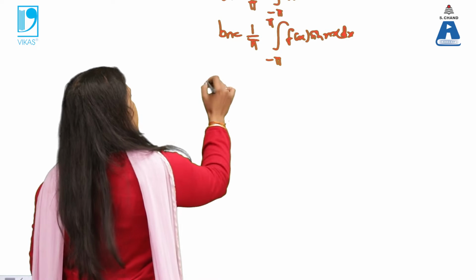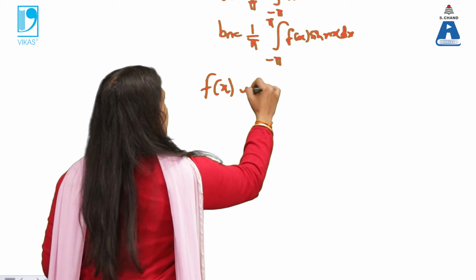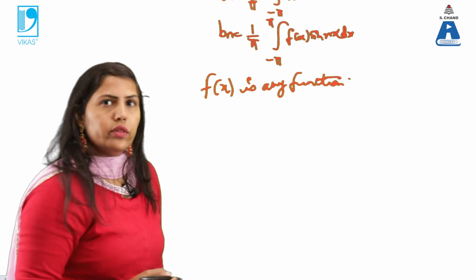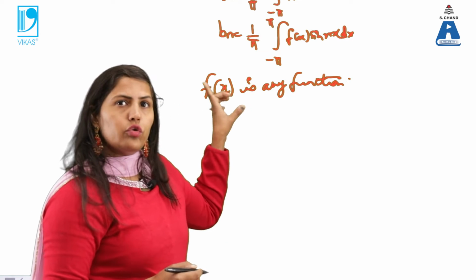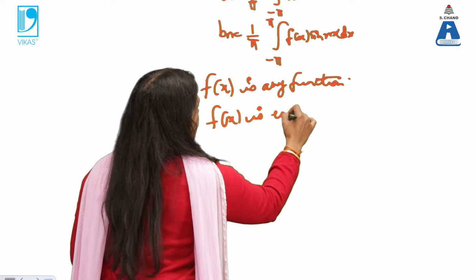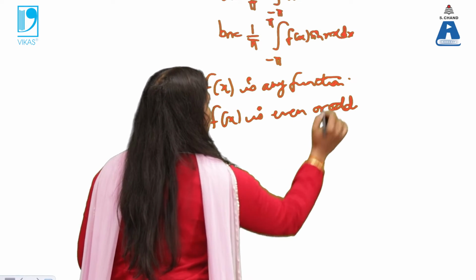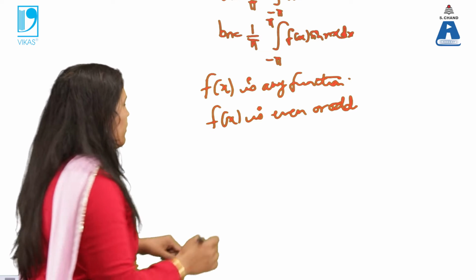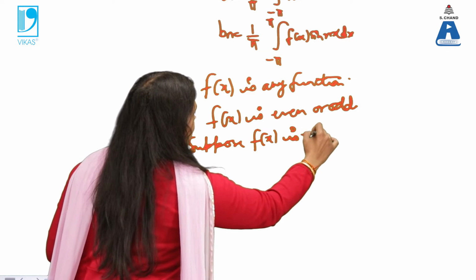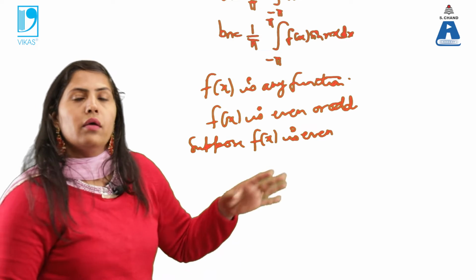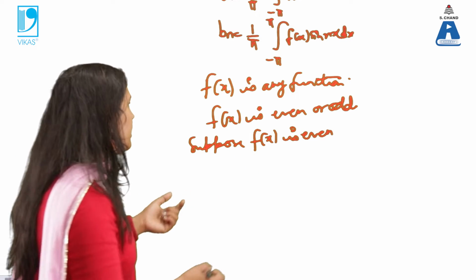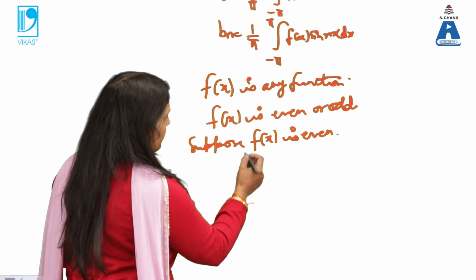Now, your function f is any function. Whenever you do any question of Fourier series, the first thing you have to do is check whether your function f is even or odd. Why it is important, I'll let you know. Suppose f is even. There might be cases where a function is neither even nor odd, but if the function is even or odd, it is very helpful. And how, I am explaining.